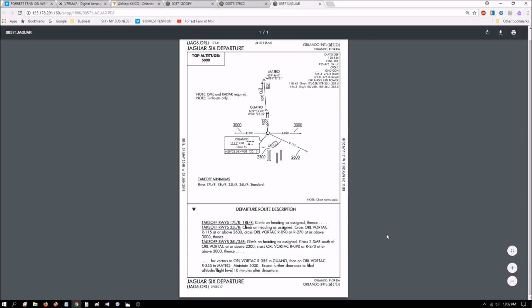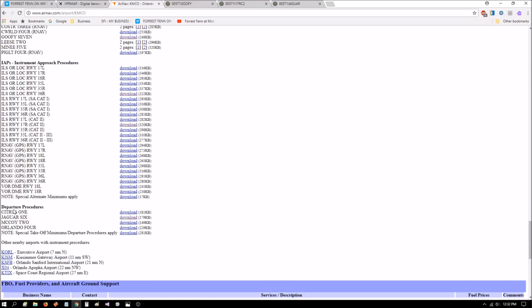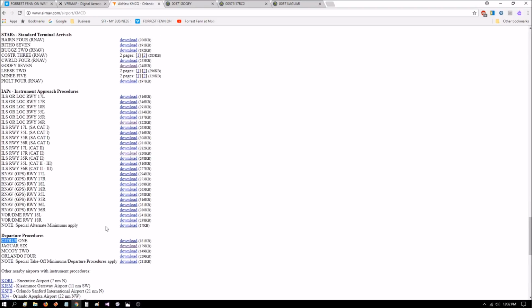These are departure. And again, all of the departure procedures are all here for the Orlando airport. They got Citrus One, Jaguar, McCoy, Orlando, you know. See what I mean? These are all named. Like I say, Citrus One, it could have 10 points in it. The computer knows how many points are in there. It's also documented, and so would the GPS know. Same thing with Jaguar. So Forrest can literally say one word and be giving you 10 longitude and latitude points.